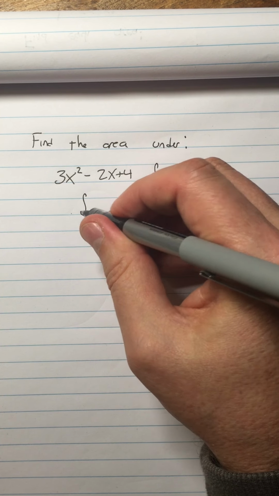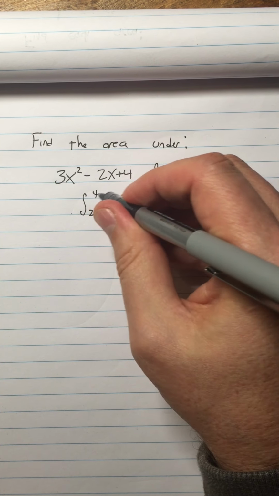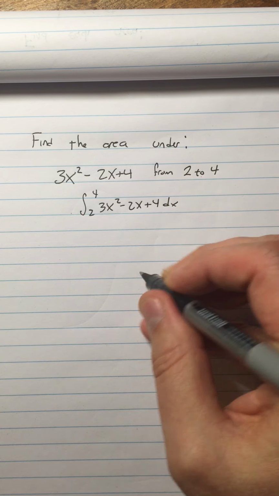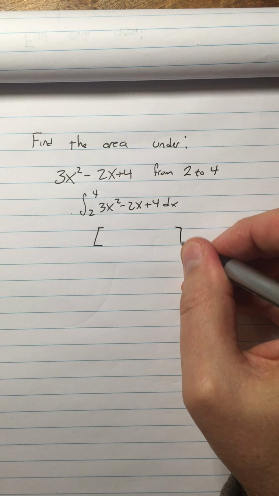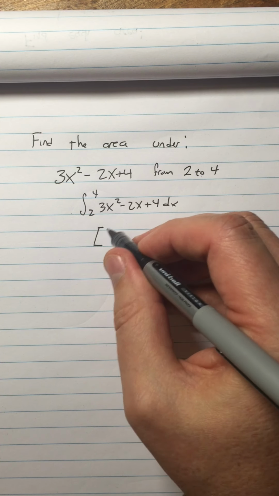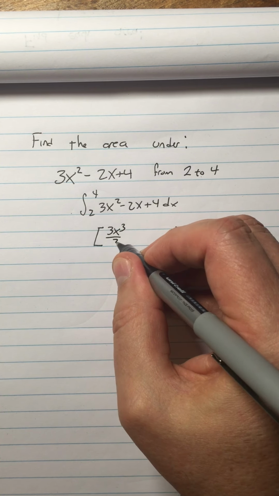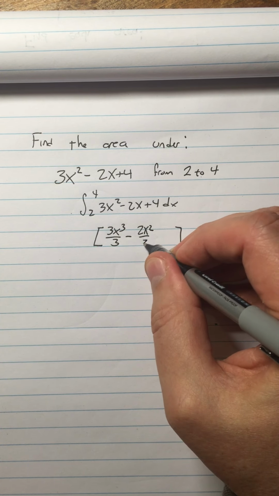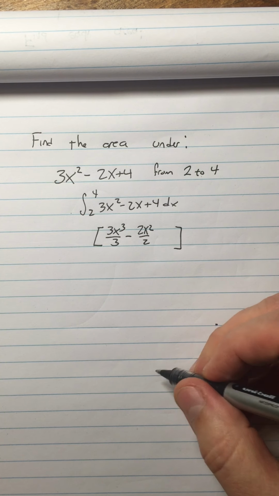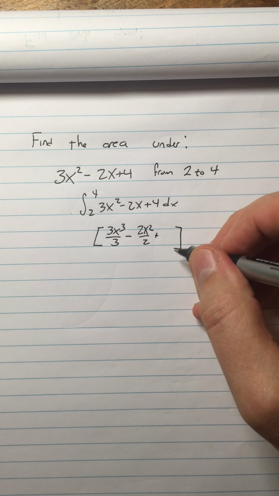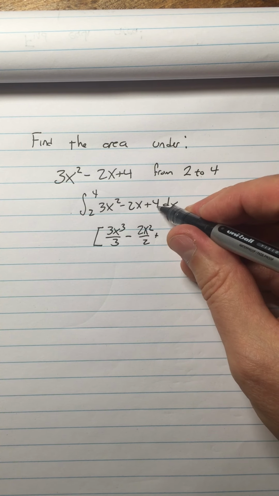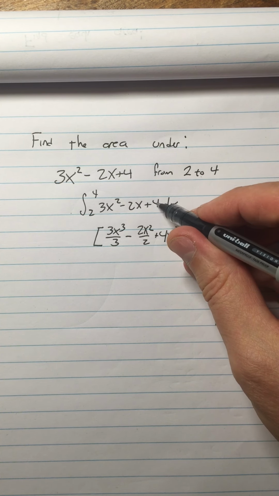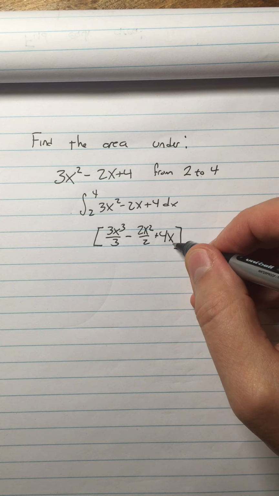I'm going to say the area is the integral from 2 to 4 of 3x squared minus 2x plus 4 dx. I do my antiderivative term by term. Raise the exponent 1, divide by the new exponent, 3x cubed over 3. Raise the exponent 1, divide by the new exponent, 2x squared over 2. Just like derivatives, a constant just stays in place. Just like the derivative of 4x would be 4, the antiderivative of 4 would be 4x. So the antiderivative of a constant is always the constant times x.